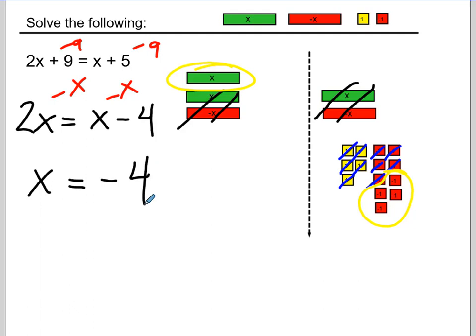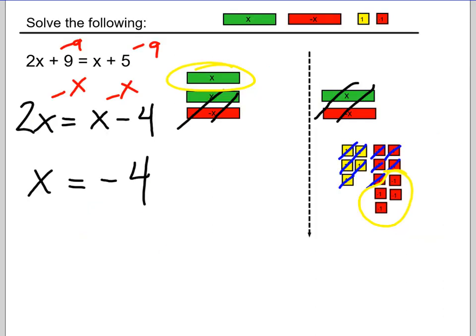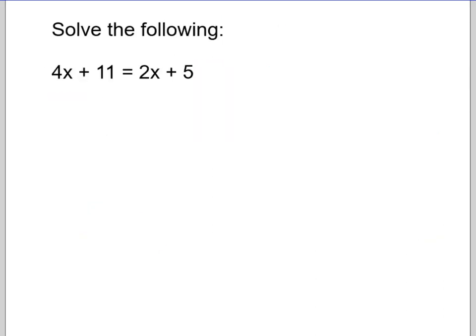Now you can see we wouldn't want to do this with tiles every single time. It gets a bit tedious to draw and move all that around, but all of the SAM-DEB operations we've been using still apply. Let's jump back to the screen we're supposed to be on. There we are. Okay, so let's try solving the following. If you want to pause it here and try it yourself, that would be a good idea.